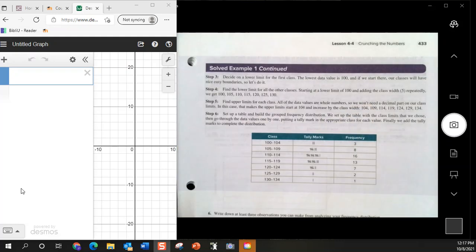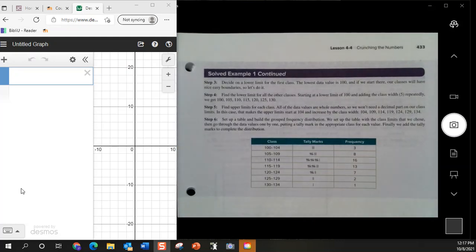Okay, now it says here, decide on a lower limit for the first class. The lower data value is 100, and if we start there, our classes will have nice, easy boundaries. So let's do it. Now, if you look at step 4, find the lower limit for all the other classes, starting at a lower limit of 100 and adding the class width of 5 repeatedly. So we get 100, 105, 110, 115, and so on. And then it says find the upper limits for each class. What we could do is this here. You could just subtract 1 from here. That'll give you 104. And then you could just keep adding 5, which is the class width. Once you get that first value, then all you have to do is add the class width.